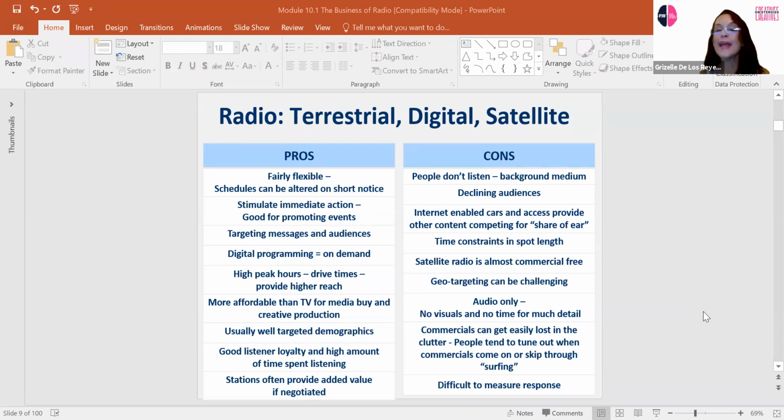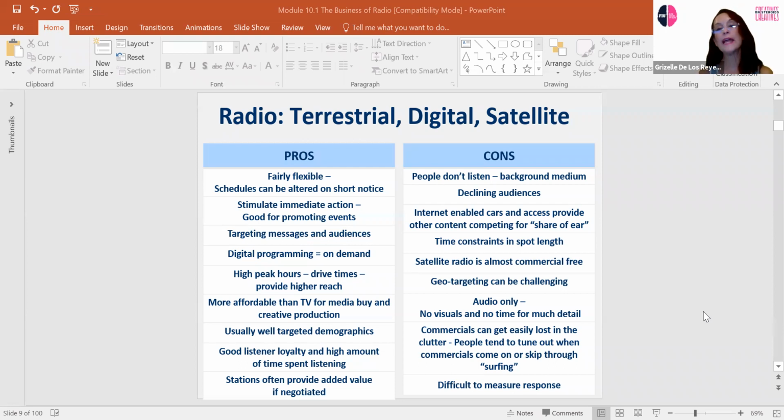So radio, and again, I'm going to go through all the pros and cons and understand what that means. One of the things is that radio is very flexible and schedules can be altered on short notice. So if you're a buyer, you can call the rep and let them know that something is changing, creative is changing. It has the ability to react to changes on very short notice.